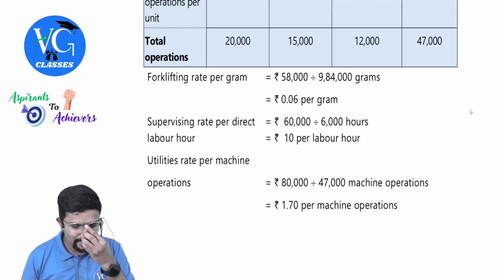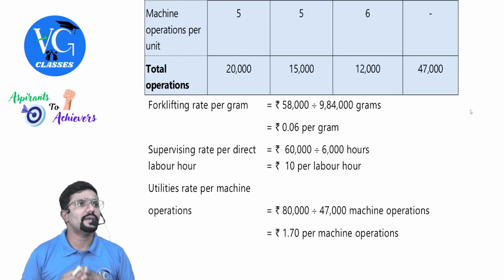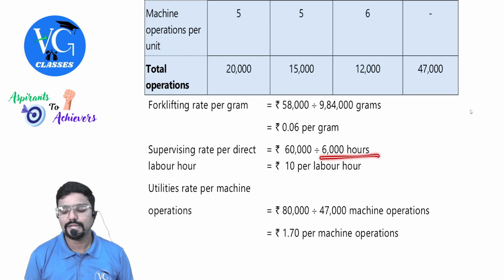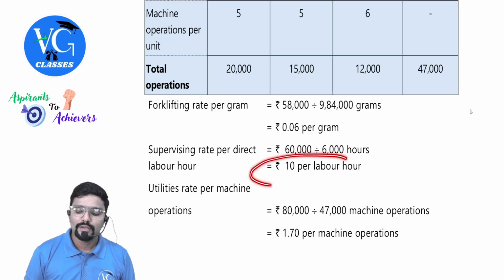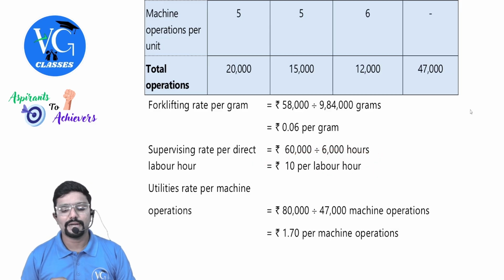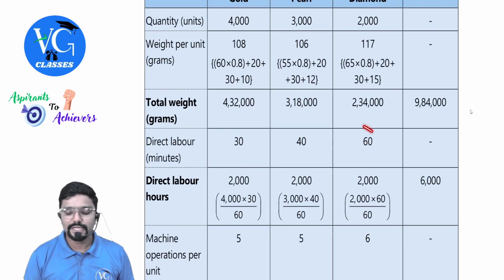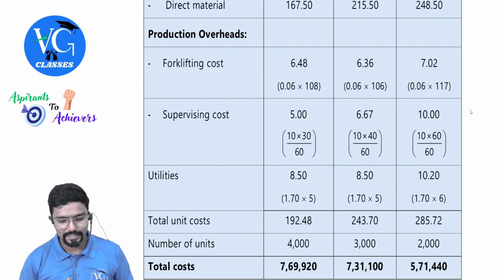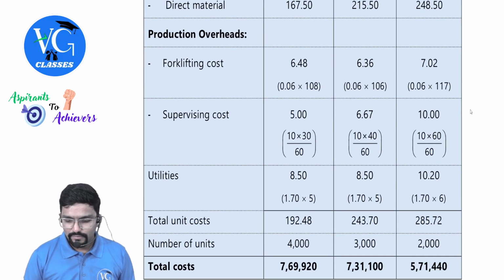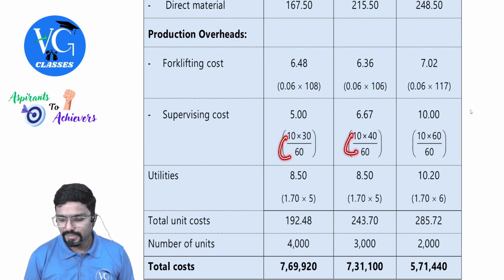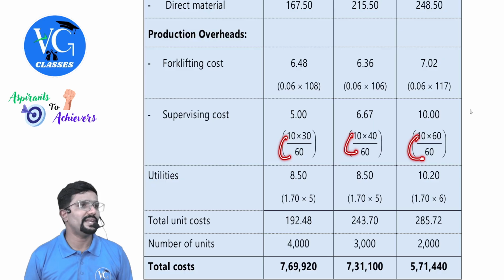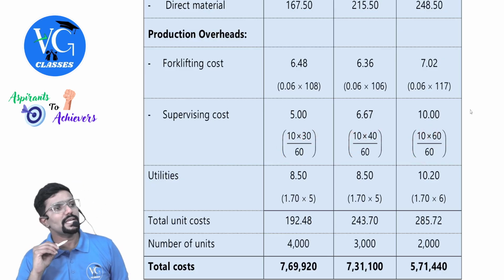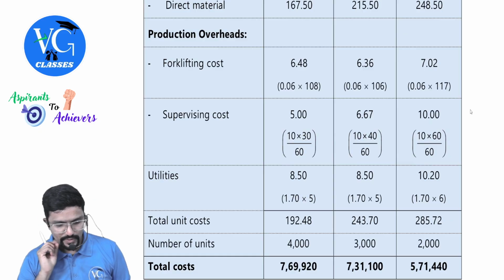Okay. So next, supervising. What is the cost driver here? Labor hours. What is the activity cost? 60,000. What is the total labor hours? 6,000. What is the amount? 10 per labor hour. What is the labor hour for each unit? 30, 40 and 60. Take it in that ratio: 10 by 60, you will get per minute, into the minutes for each unit: 30, 40, 60, guys.